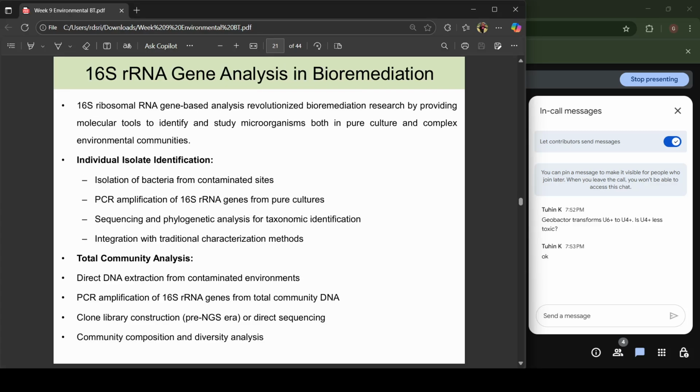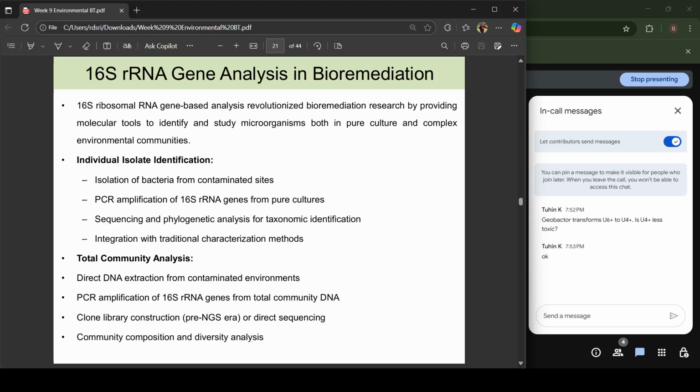Okay. So, with that, the next small topic that we will be seeing is about the 16S rRNA gene analysis in bioremediation. So, we now extensively know what is a 16S rRNA, why are we using it, and what is the reason behind using it, and what is the result of the study of analyzing the 16S rRNA, and where we will be using the results. All this we know. We'll just go through it once more.